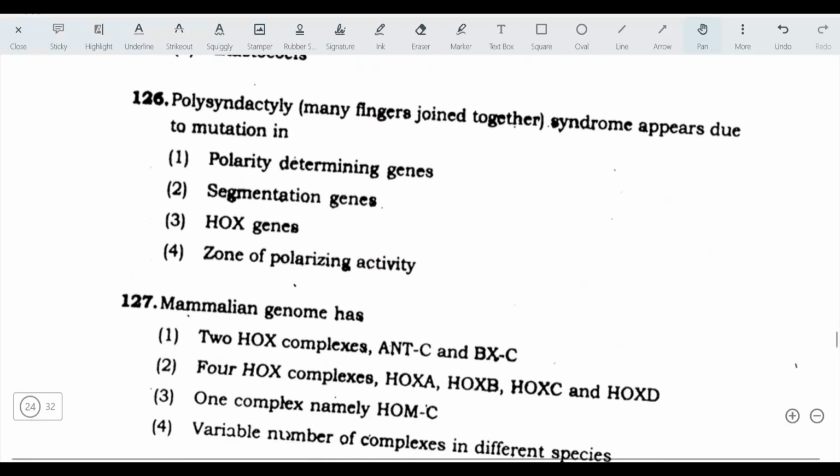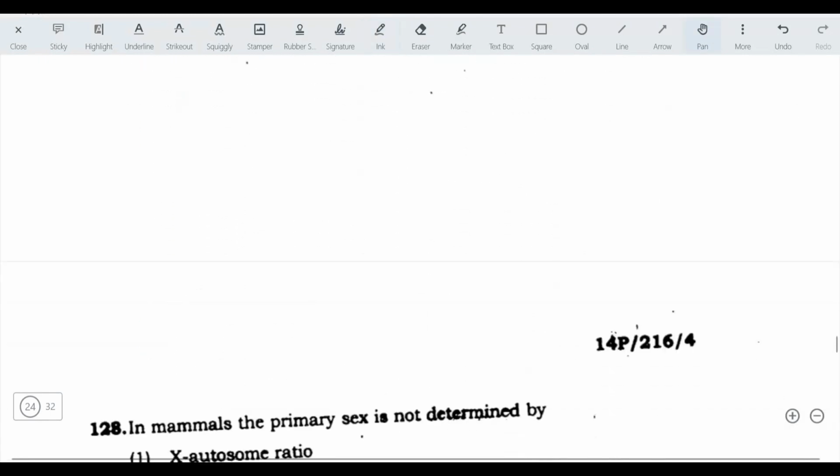Next, polysyndactyly, many fingers joined together syndrome, appears due to mutation in HOX genes. Next question, the mammalian genome has 2 HOX complexes, A, B, C and D genes.